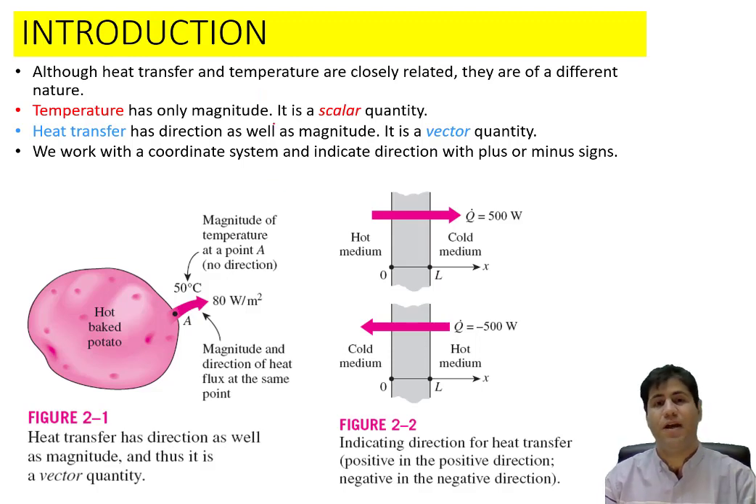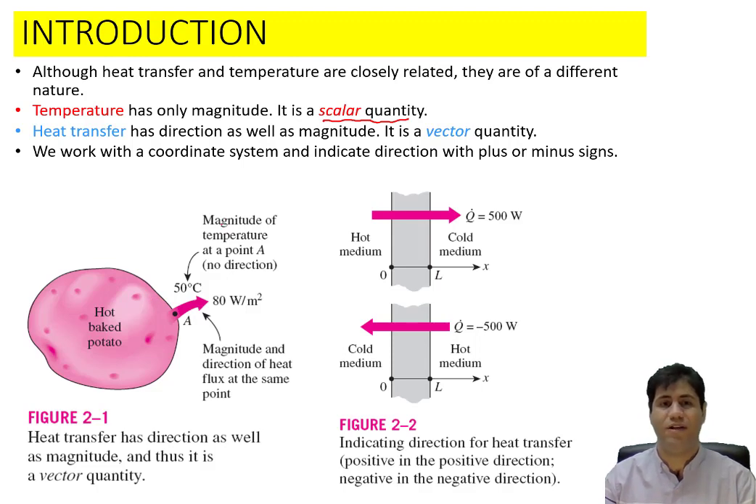First of all, in heat transfer we are mainly dealing with the temperature at different points of the medium in which we have heat transfer. But there is a big difference between temperature and heat transfer. Temperature is a scalar quantity. In other words, we just need a value which shows its magnitude. For example, 50 degrees Celsius. The temperature of this hot baked potato is 50 degrees Celsius. That's enough, and we know how much the temperature is.